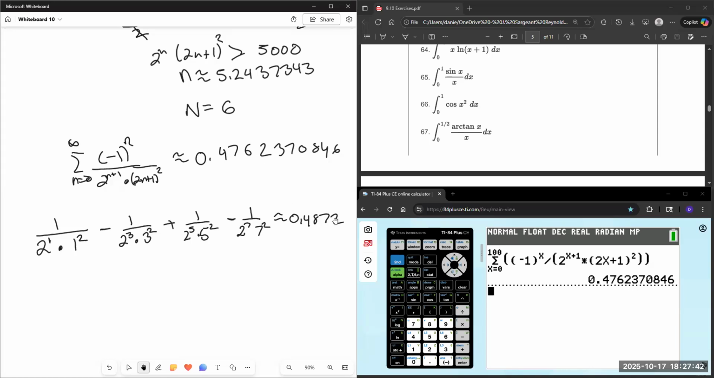I'm only interested in going to the nearest 10,000th right here. And sure enough, we are within a 10,000th here. We're actually within 37 millionths of the correct answer. So that is a really, really good approximation by only going out to the 7th term here.